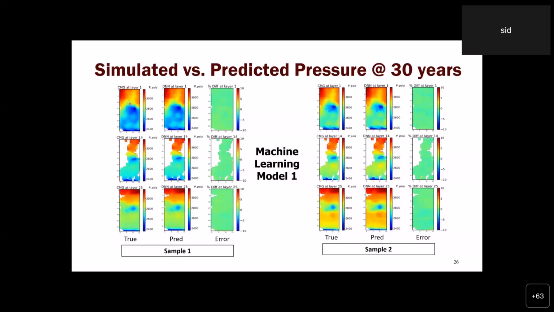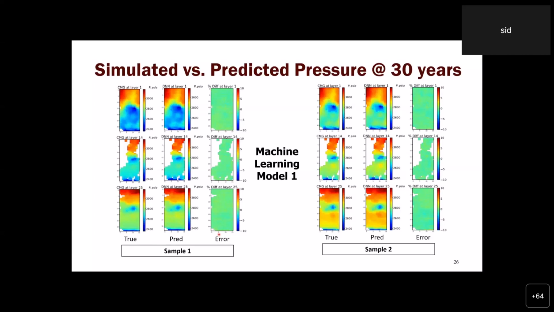This is the CMG simulation for dataset 1, which is used to create machine learning model 1. This machine learning model 1 will be converted into the transfer learning model. This is the CMG simulation that is used for learning. This is the prediction, and this is the error. And error is represented here as relative percent.